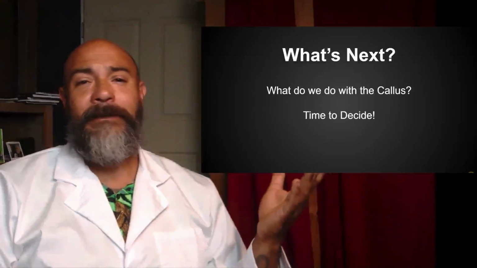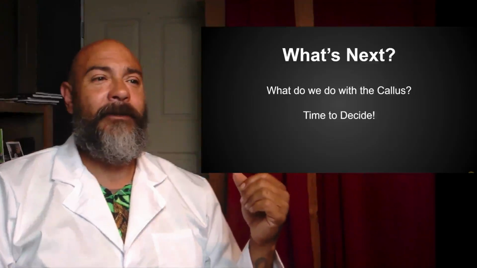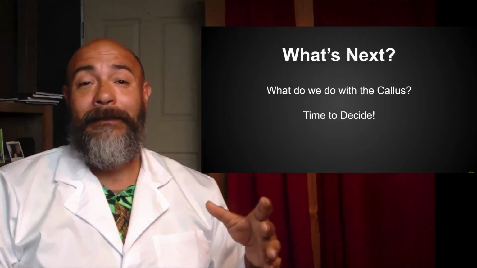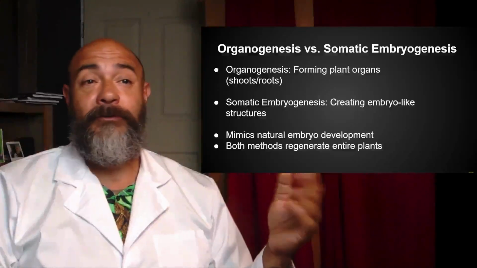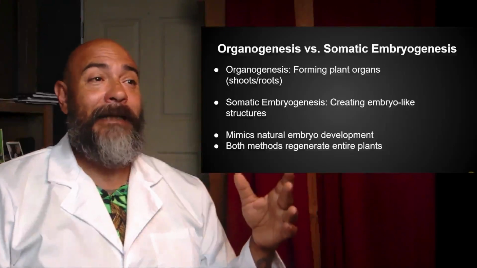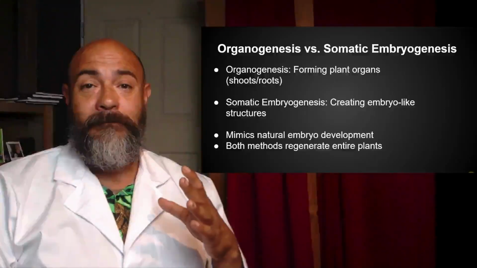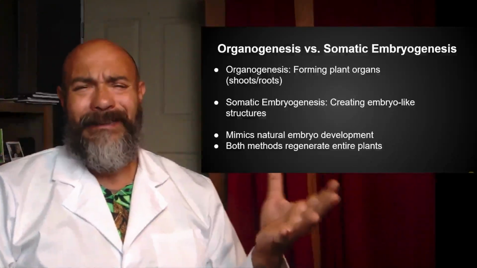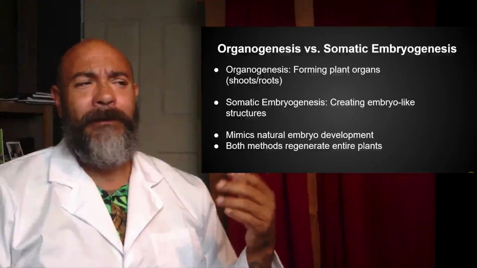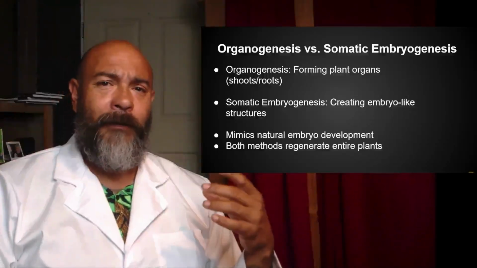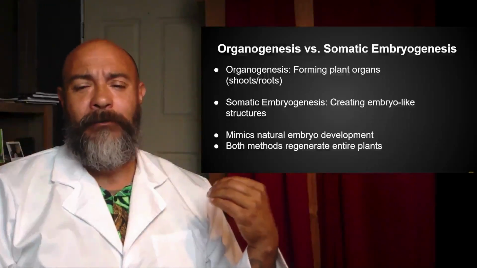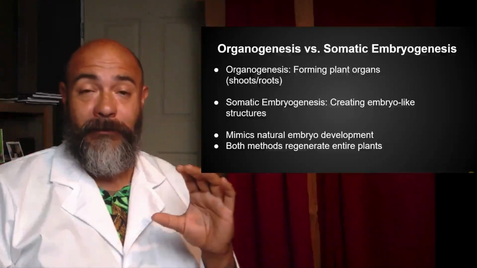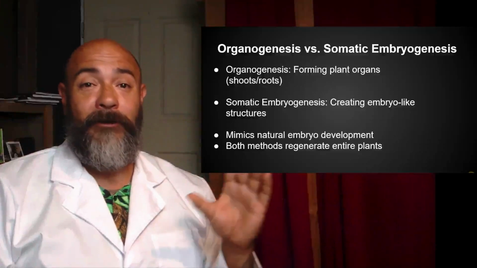Okay, so what's next? Now that you've formed a big ball of callus material, what are you supposed to do with it? Well, that's easy, folks. That's when it is time to decide whether you want to make shoots or roots. Okay, it is time to decide whether you want to promote organogenesis or somatic embryogenesis. And what does that mean? Organogenesis is simply forming the plant organs, shoots and roots. If you want to put it into a rooting media, or if you wanted to put it into a multiplication media, that's where you would go with direct organogenesis. You're creating the organ type that you're choosing.